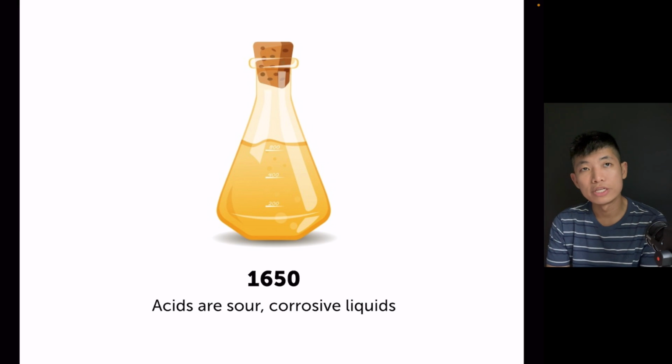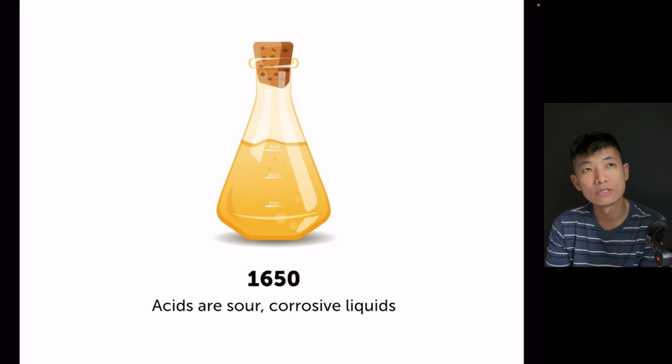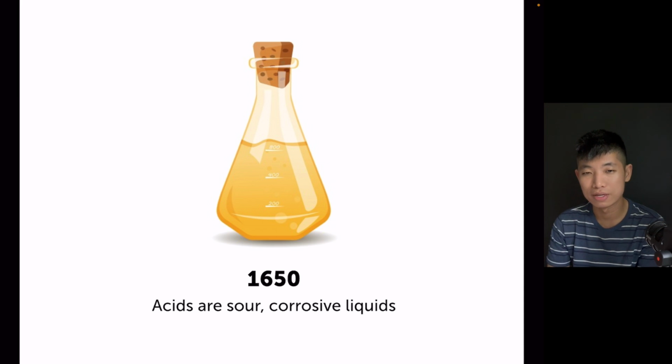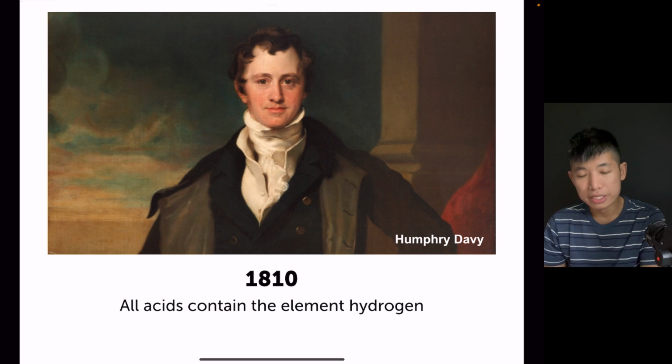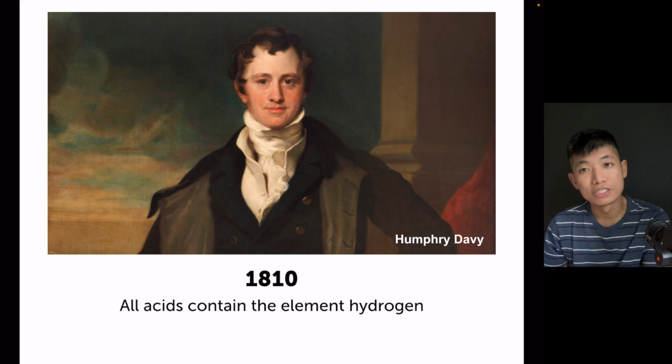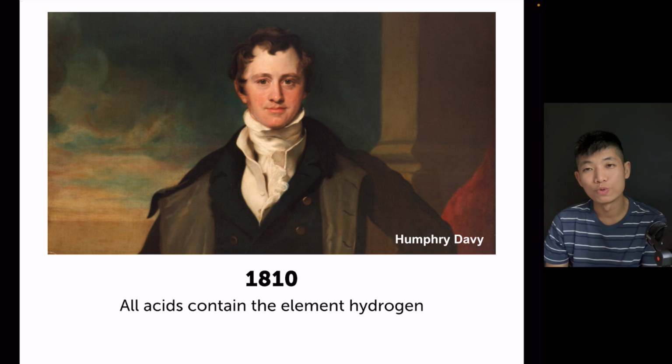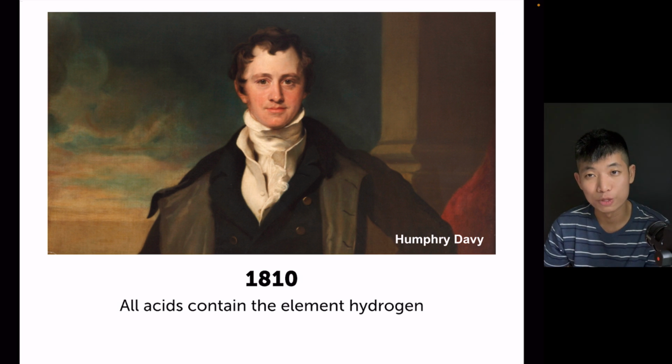As scientific knowledge advanced over the years, the concept of the acid has also changed. In the 1600s, people used to classify acids as things that taste sour, corrosive liquids, they just called them acids. Not too long later, the definition of acids was changed to substances that turn the litmus indicator red. In the 1800s, this definition was changed again to acids being substances that contain hydrogen.